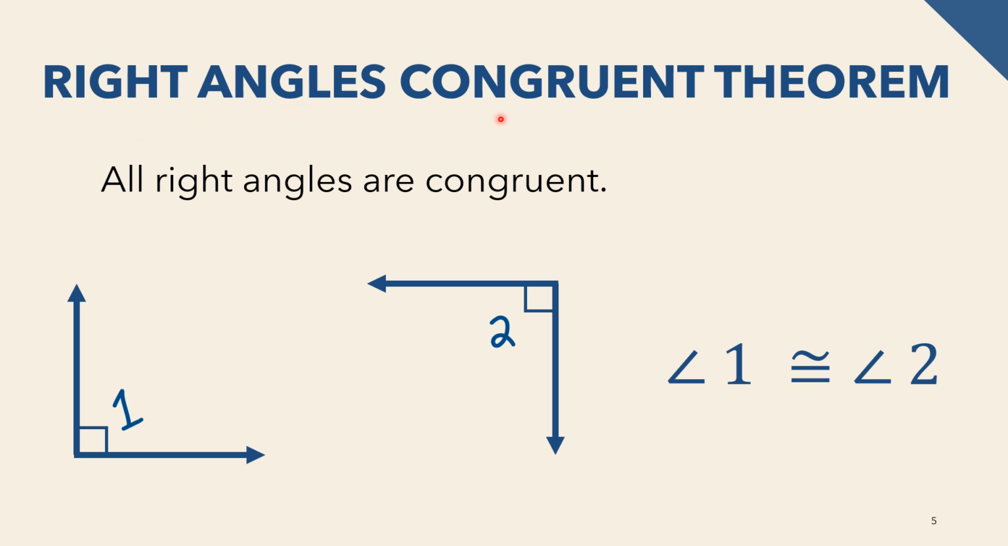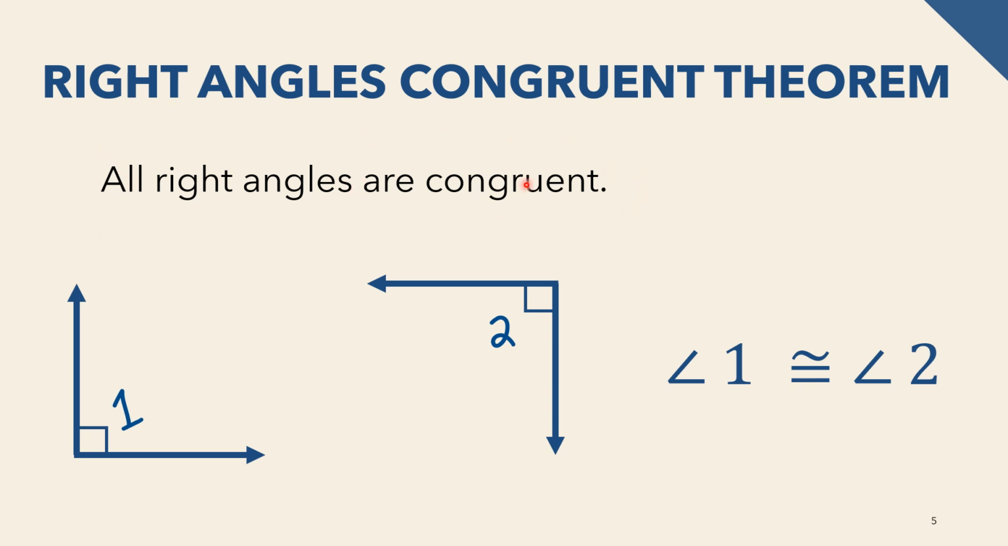It's the right angles congruent theorem, and this says that all right angles are congruent. That means that no matter what triangle you're talking about, no matter the orientation of the triangle, is it drawn upside down, right side up, sideways, crooked, no matter what your diagram looks like, if they tell you it's a right angle, then that is 90 degrees and it's congruent to every other right angle on the planet.